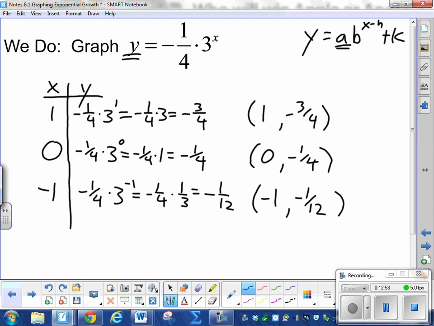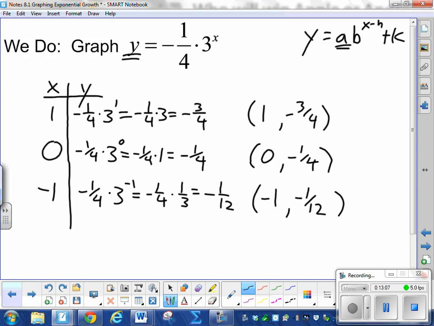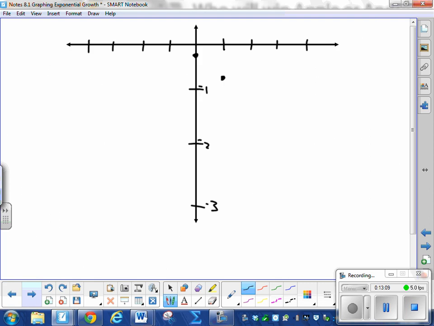Okay, next one is 0, -1/4. So that's about 0.25. That's a quarter of the way down. Okay. And the last one is -1, -1/12. So -1, -1/12. Now you don't have to get too accurate here, but I do know that it's closer to the x-axis than my last point. So I'm just going to go ahead and approximate about right there. That's -1/12. Okay. I'm not going to get too picky about that.